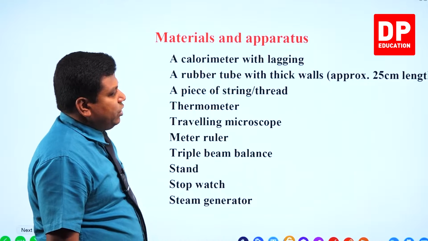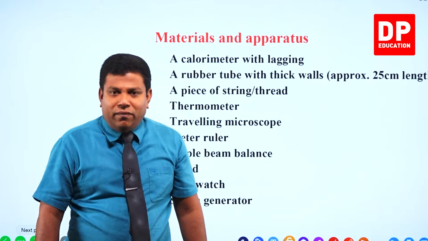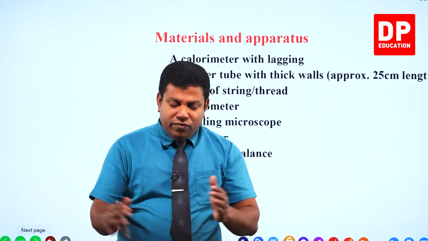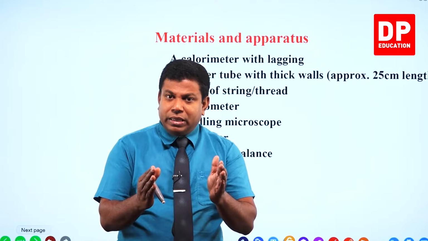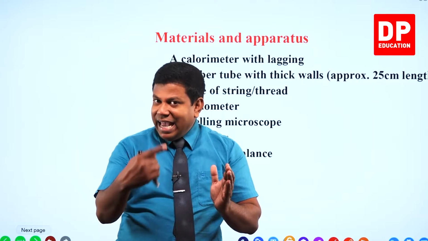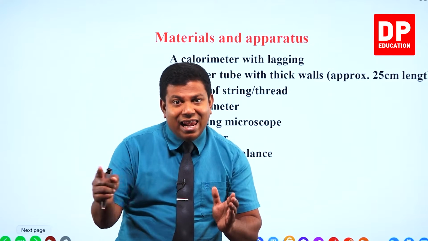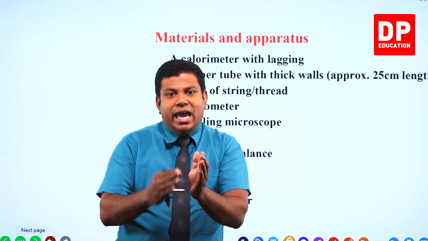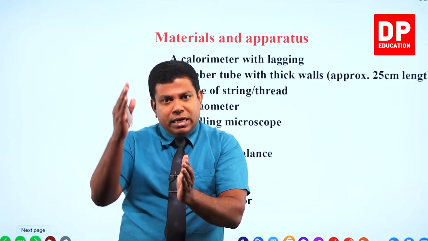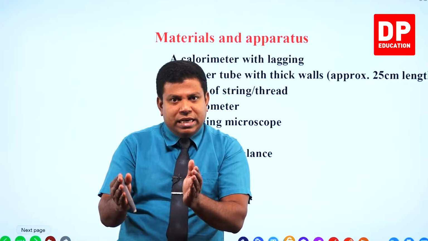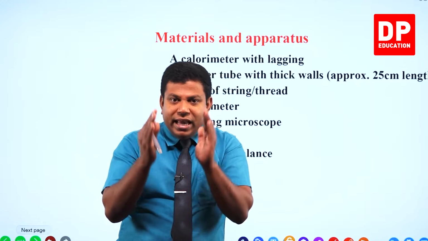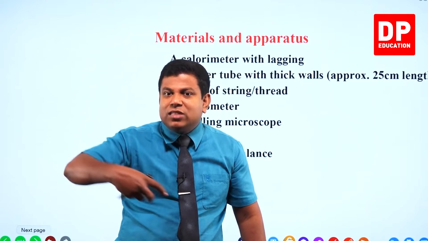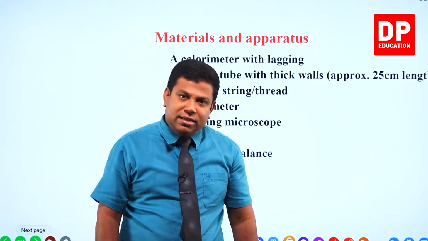And approximately 25 centimeter length. Why we say approximately 25 centimeter length? See, if you take very short length of rubber tube, then the area is going to be less, right? 2 pi r L, L is going to be shorter. When the area reduces, K A d theta over thickness into the time, the rate at which heat is being transferred to the water will be less.